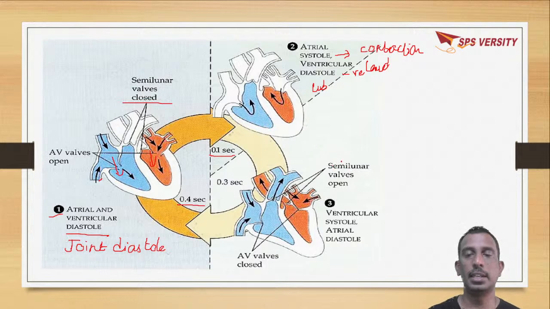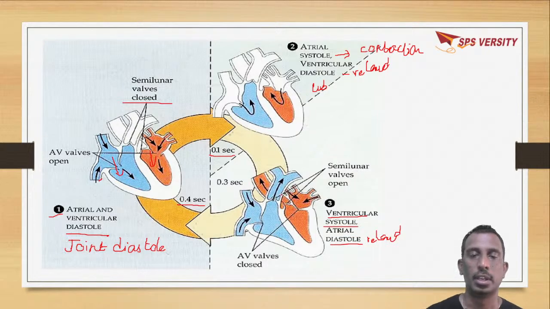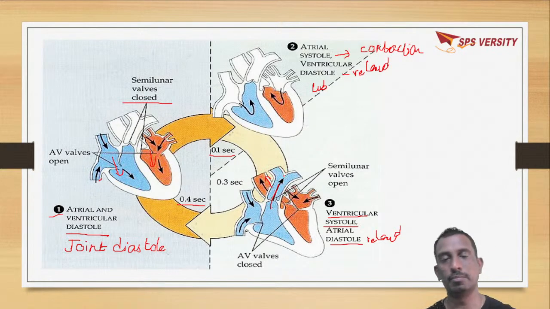In the next stage, that is ventricular systole, the auricles are in a relaxed state, diastole. Here the semilunar valves will open, so that blood enters into the pulmonary aorta, and the blood from the left ventricle enters into the systemic aorta, where the AV valves are closed.